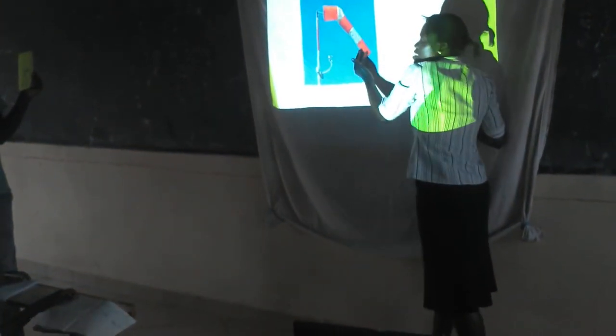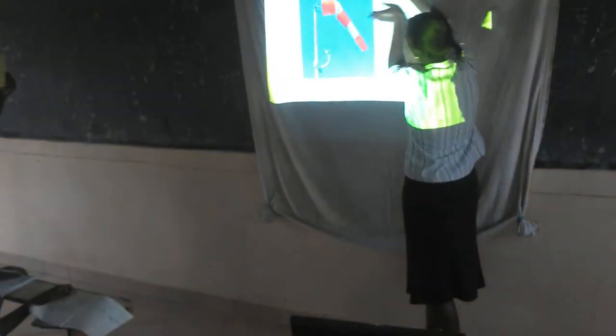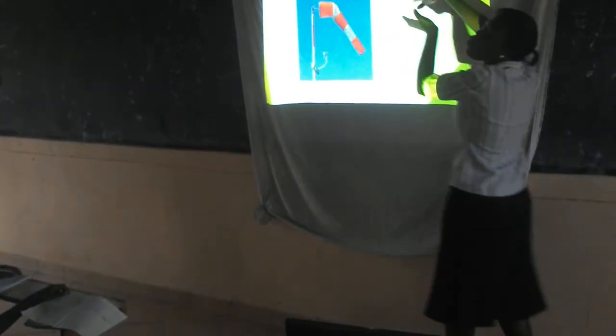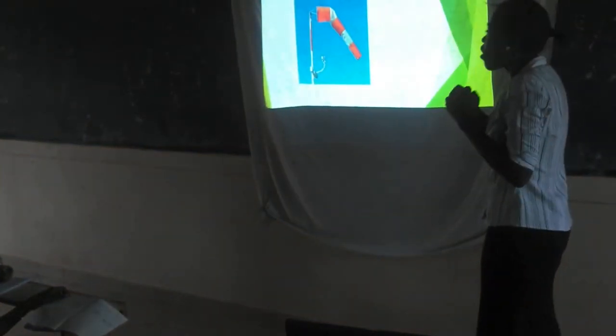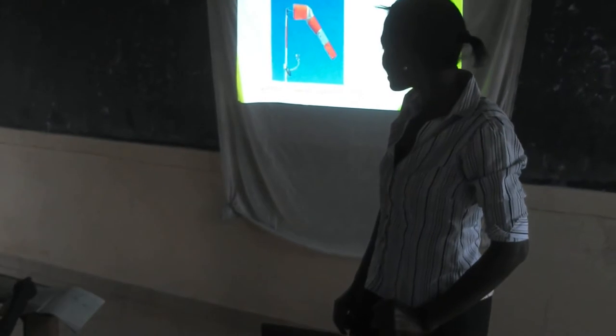If it is slanting this way, it means the wind is not very strong. But if it comes straight like that, it means the wind is very strong. The strength of the wind can be seen from how it hangs. And where it points to, that is where the wind is going to. So don't forget that a windsock has two functions. Number one, the strength of wind. Number two, the direction of wind. So you can see that the windsock measures the strength and shows the direction of wind.